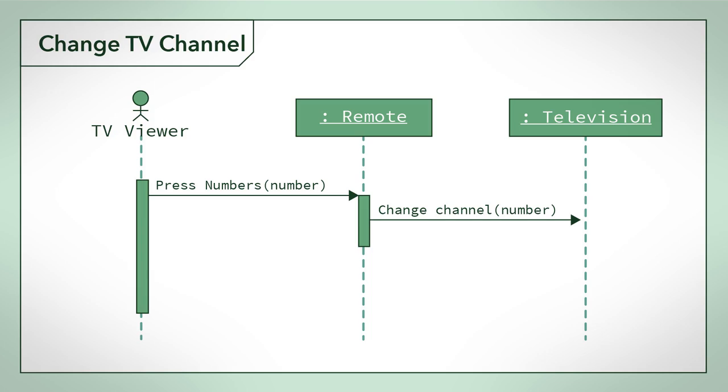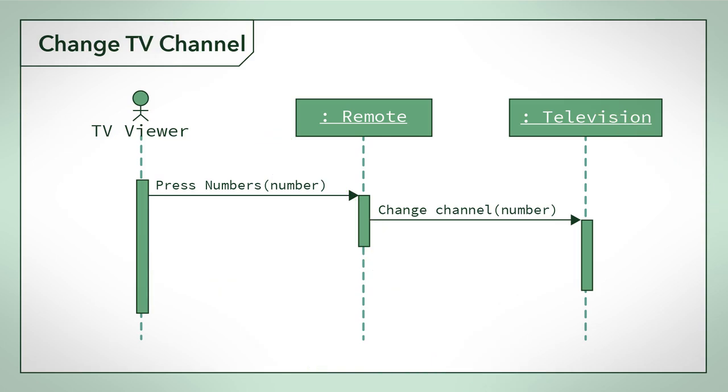This also activates the television object, so I will add a small rectangle to the television's lifeline. You'll notice that since the television wasn't activated at the beginning of the example, we don't want the rectangle on its lifeline to start at the same place as the TV viewer or the remote. I drew it a little bit lower on the lifeline to indicate it was activated later in the process.